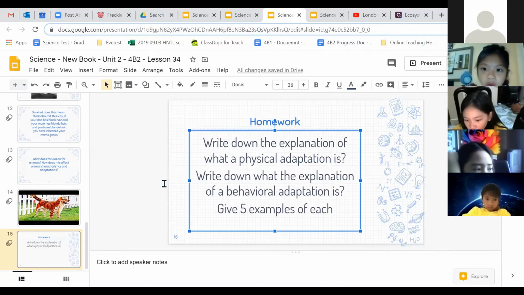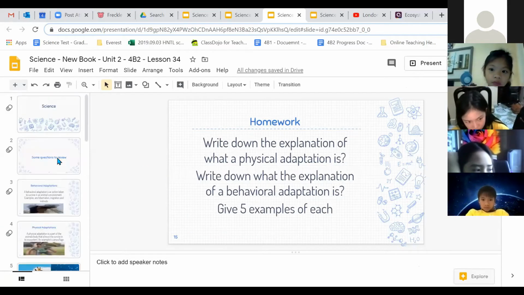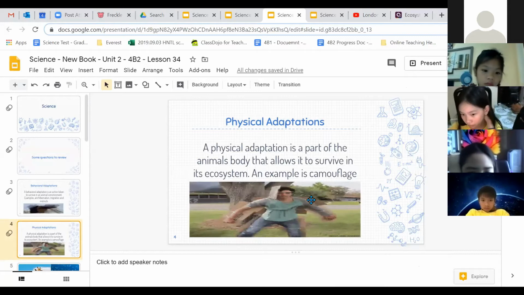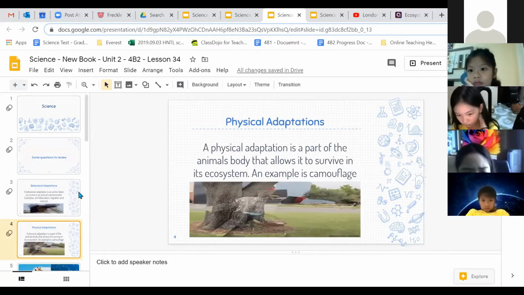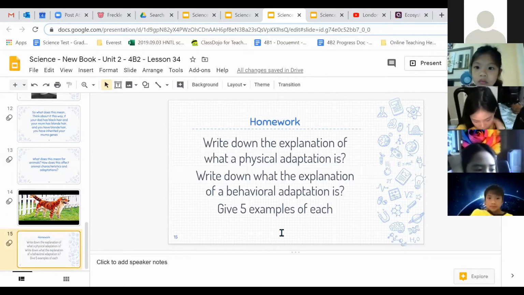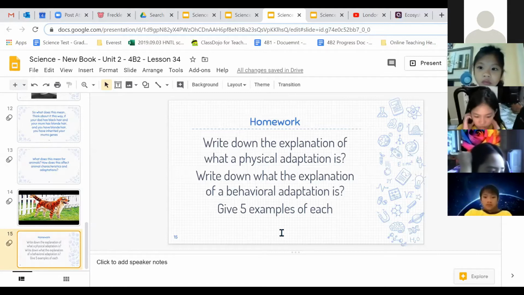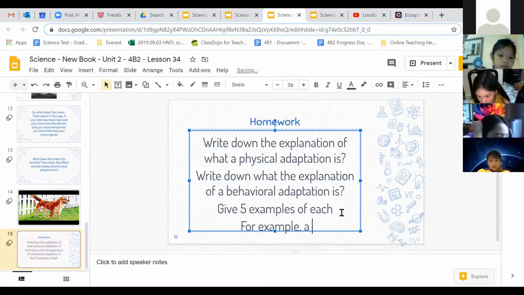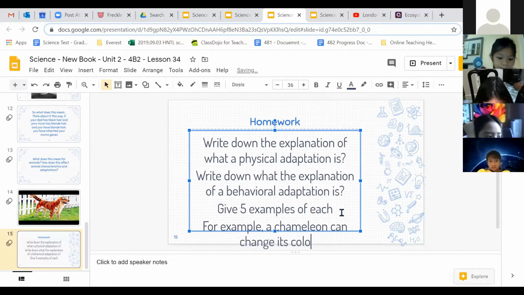So what I want you to do is explain what a physical adaptation is. The answer is in the slides. So, for example, physical adaptation is the part of an animal's body that allows it to survive in its ecosystem. Example is camouflage. If I say 5 examples of each, I want you to explain camouflage. What animals use camouflage to blend in? So you can say, for example, a chameleon can change its color to hide from predators.